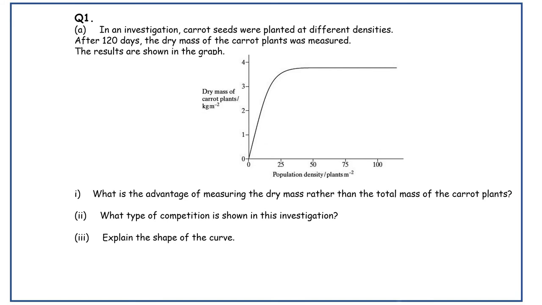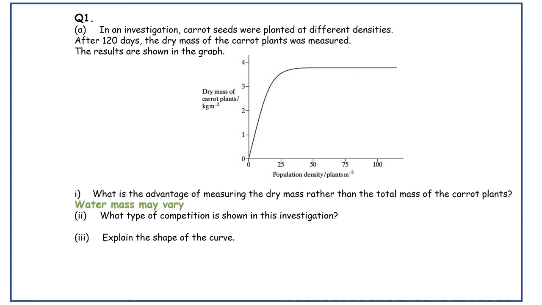So question 1. In an investigation, carrot seeds were planted at different densities. After 120 days, the dry mass of the carrot plants was measured. The results are shown in the graph. So you've got population density, per metre squared, on the x-axis, and dry mass of carrot plants in kilograms per metre squared on the y-axis.